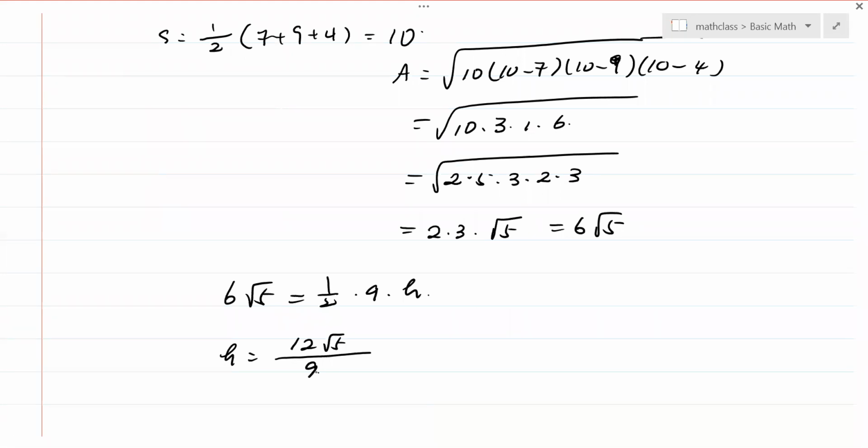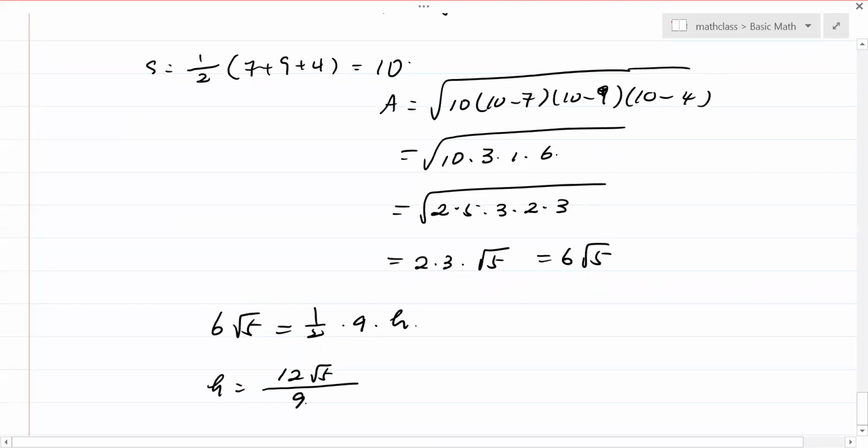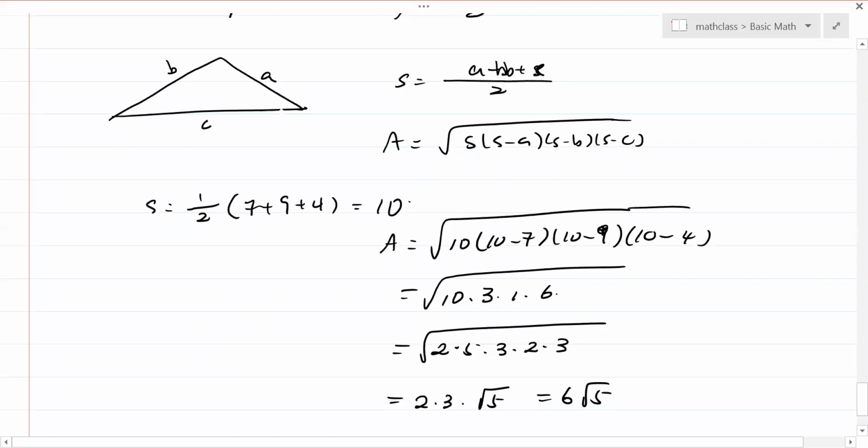If you haven't learned Heron's formula, the formula itself is easy to memorize. Just take half of the perimeter, then you put it inside, and there are 4 factors here.